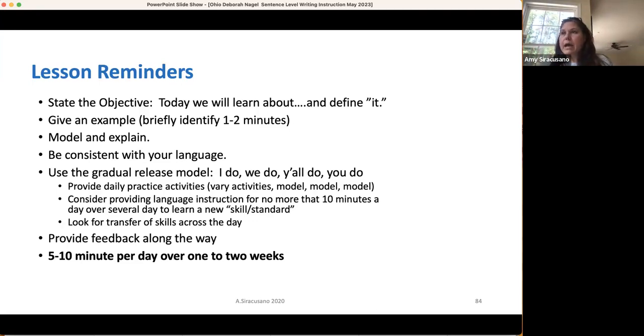So if something was about punctuating direct quotes for an expository piece of writing, we would want to teach that a couple of weeks before we started teaching the writing unit, so that they were able to do it at the sentence level, and then weave it into the other piece, if that makes sense. But yes, we did this for every single grade level.